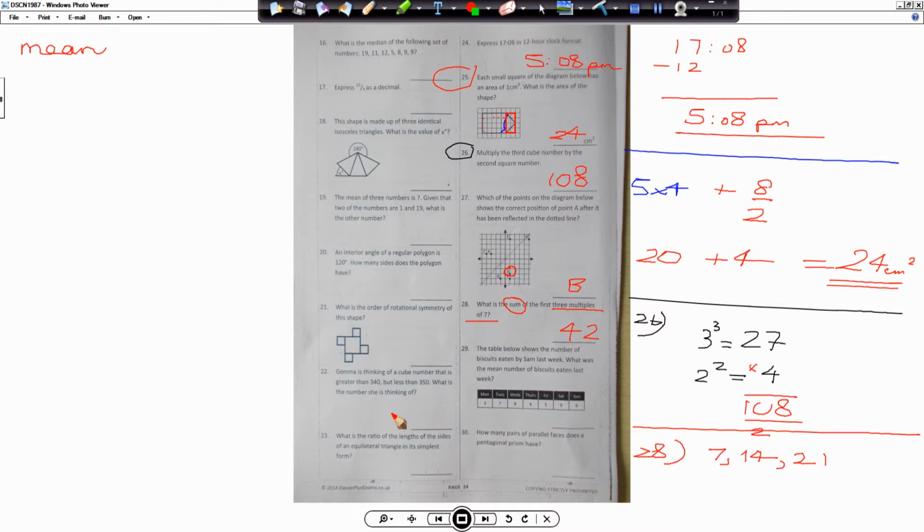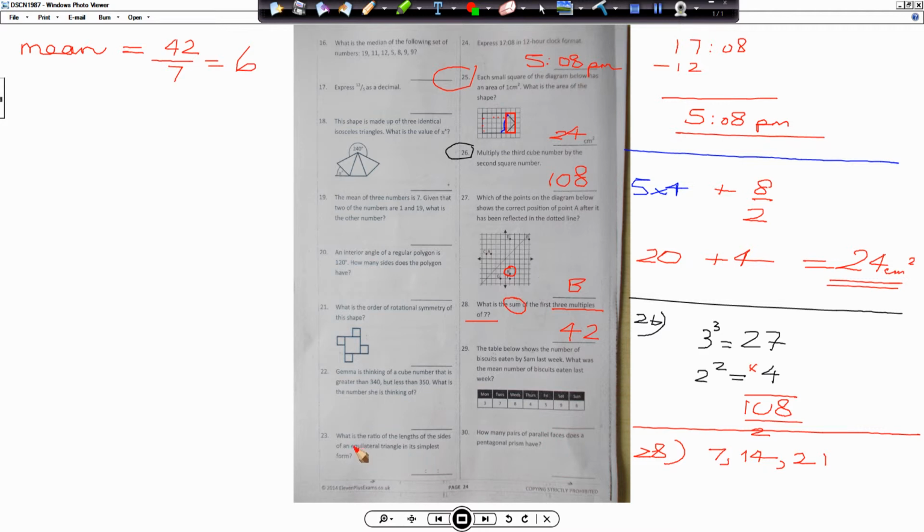So what was the total first of all? The total was 42. So the mean will be equal to the total of all those numbers, 42, divided by the number of values, which is 7. And that gives us a total of 6. Simple question. How many pairs of parallel faces does a pentagonal prism have?